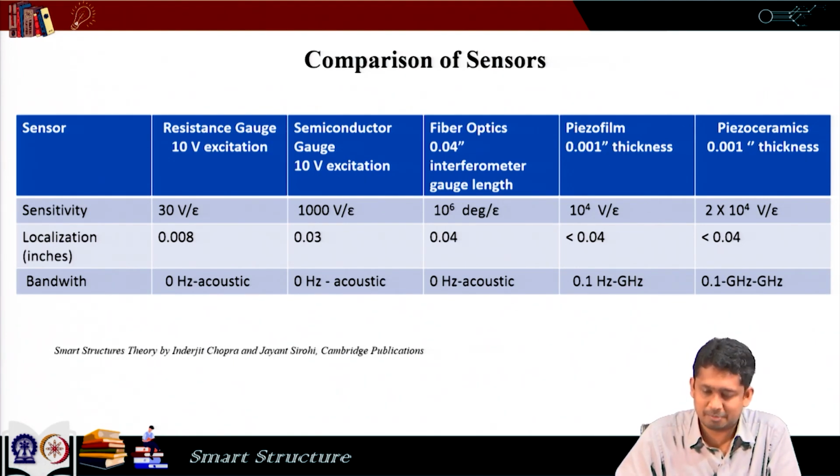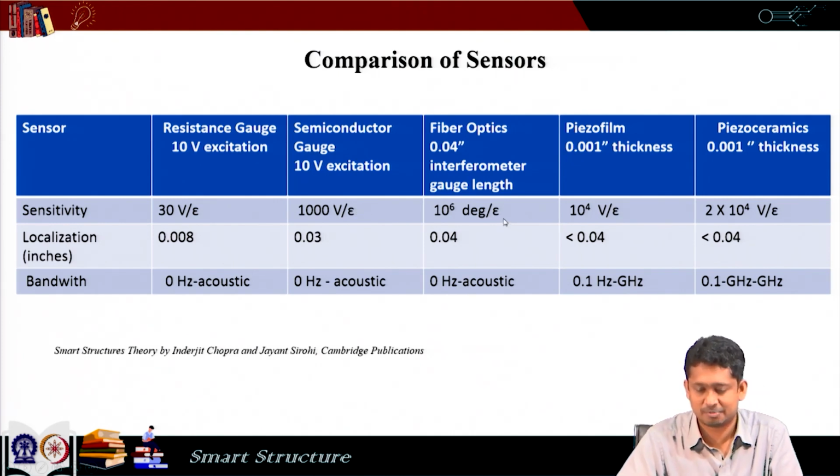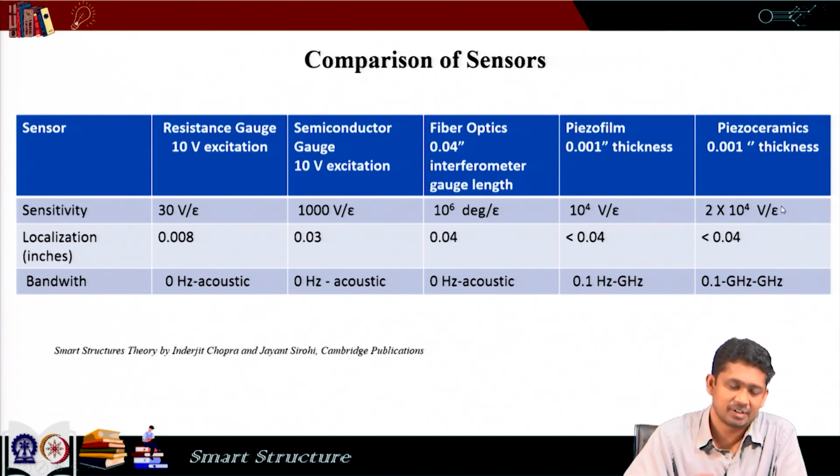Now we look into a comparison of different sensors. Five kinds of sensors are chosen: resistance gauge with 10 volt excitation, semiconductor gauge with 10 volt excitation, fiber optics 0.04 inch interferometer gauge length, piezo film 0.001 inch thickness and piezo ceramic 0.001 inch thickness. Sensitivity of the first kind of strain gauge is 30 volt per epsilon, here epsilon is the strain. Semiconductor gauge it is 1000 volt per epsilon, in fiber optics it is 10 to the power 6 degree per epsilon, piezo film it is 10 to the power 4 volt per epsilon, piezo ceramics 2 into 10 to the power 4 volt per epsilon.